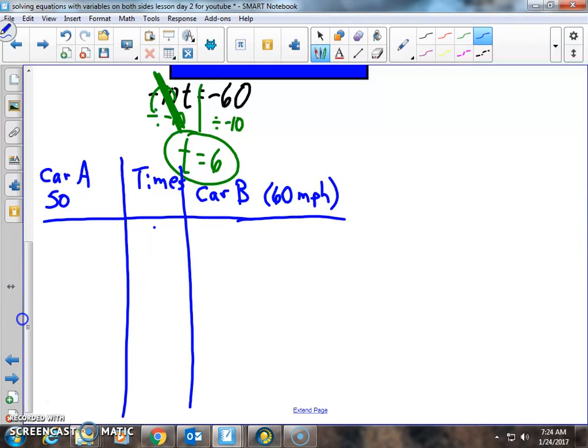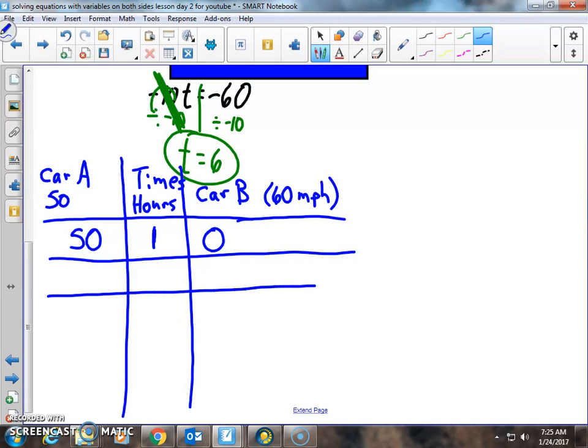Well, after 1 hour on the road, so the time is listed in hours, after 1 hour on the road, car A has gone 50 miles. Car B hasn't gone anywhere after 1 hour of car A being on the road because car B is going to leave 1 hour later. So car B is getting ready to leave right now. So after car A has been on the road for 2 hours and traveled a total of 100 miles, car B has now finally traveled 60 miles.